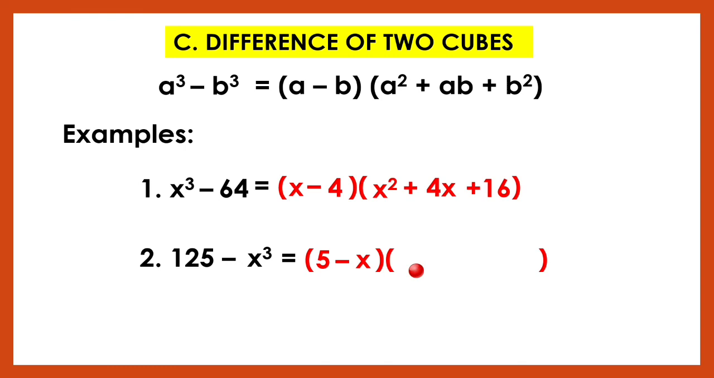And then, para makuha yung next factor, i-square natin si 5, that is 25. 5 times 5 is 25. Kung minus yon, next is plus. 5 times x is 5x. And then, for the last term, i-square natin yung x, that is equal to x squared. Therefore, the factors of 125 minus x cubed are 5 minus x and 25 plus 5x plus x squared.